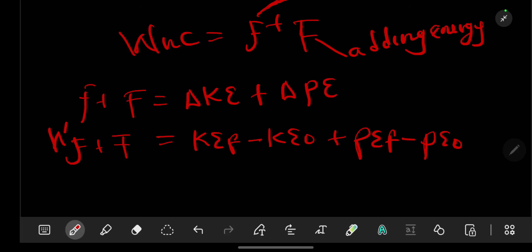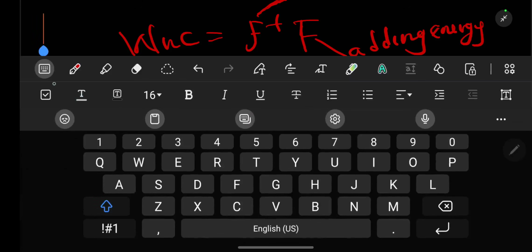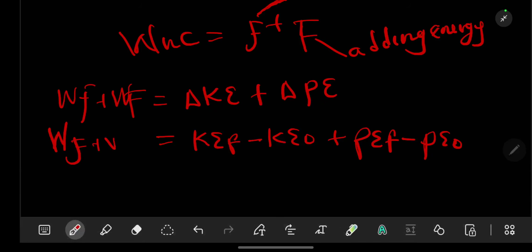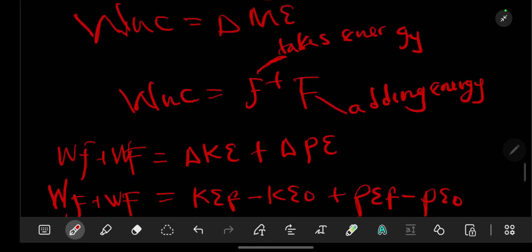So work, not just force. The work done by a non-conservative force. So we have the work done by a non-conservative force there, plus the work done by the force. It is not just the force, like that. So this is what we have. So we are going now to replace. So we are going to have the work done by the friction.